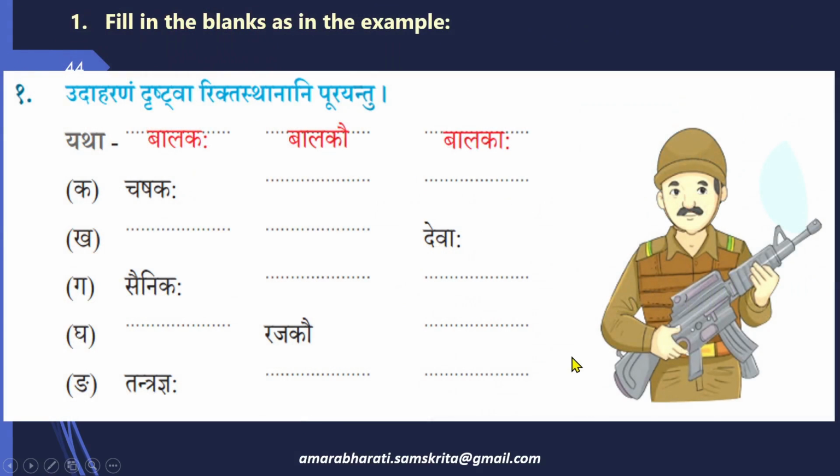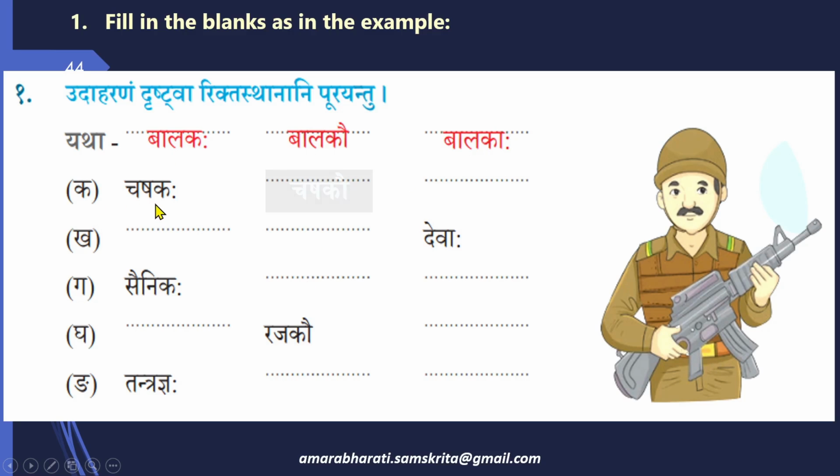Answers. First question. Fill in the blanks as in the example. Udaharanam drishtva, having seen the example, riktasthanani purayantu. Fill in the blanks. So they have given the example balakaha, balakau, balakaha. This is ekavachanam, dvivachanam and bahuvachanam. Singular, dual and plural. So we have to fill in for the other ones.